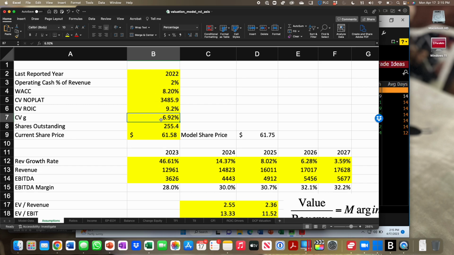6.92% is the solvable G in order to basically justify the current valuation of the company. But they're betting on that growth, and this is how they think they're going to get the growth. All right, questions about anything I've said so far?